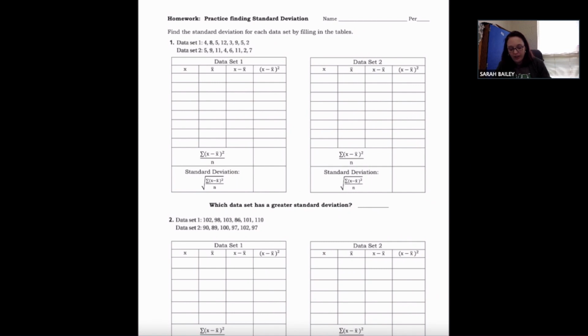Okay, go to the next page, and all of these problems are asking you to find the standard deviation of a particular data set, or of two data sets, and then determine which one is going to have the greater standard deviation. So let's look at number 1, and you do want to have Desmos open for this.